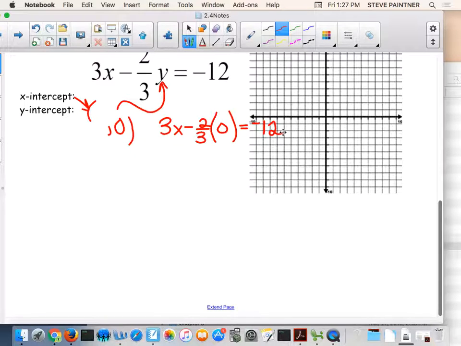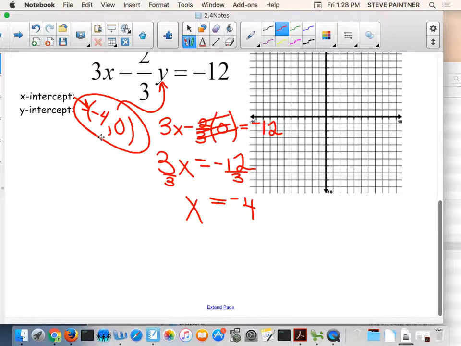right? Now, do I really have to put 0 in? Doesn't 0 do what to the coefficient? It just puts it to 0. It makes it 0, so this is just gone. There's nothing here, guys. So really it says 3x equals what? Negative 12, or better yet, divide by 3. You get negative 4. So what's your x-intercept? Negative 4, 0. Where does your line cross the x-axis? Negative 4. Okay. Good.